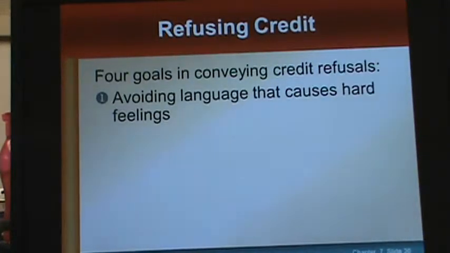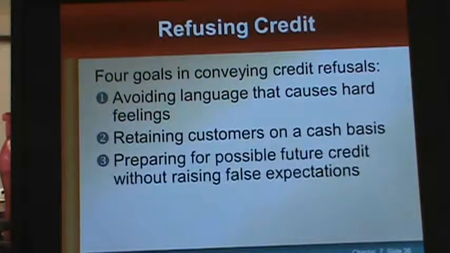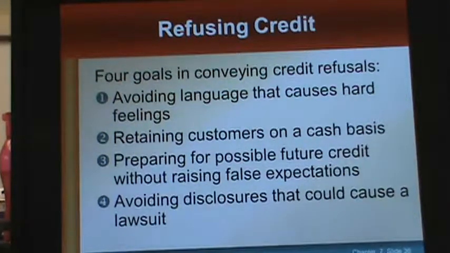In refusing credit, the four goals to convey credit refusals include avoiding language that causes hard feelings, retaining customers on a cash basis, so you don't want to lose them altogether just because they were denied credit. You still want them to come buy your products from you. Prepare for possible future credit without raising false expectations. So maybe you can give them a little counseling on what you can do to get credit. And then avoid disclosures that could cause a lawsuit.